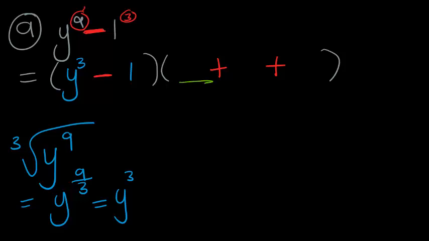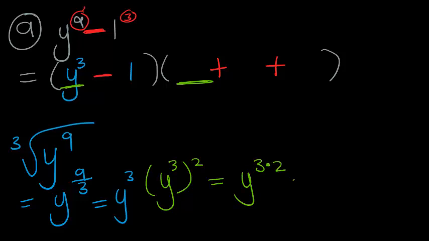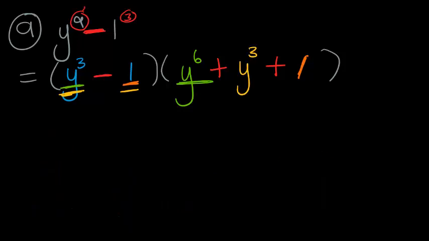To get the first term in the second bracket, I'm going to say that term squared. So y cubed to the power of 2 is equal to y to the power of 3 times 2, which equals y^6. My last term over here is going to be that one squared, which is still 1. The term in the middle is going to be the first term in the binomial multiplied by the second term in the binomial. So y cubed times 1 gives me y cubed. Now you would be tempted to stop there, but that won't work for us because we are not done.